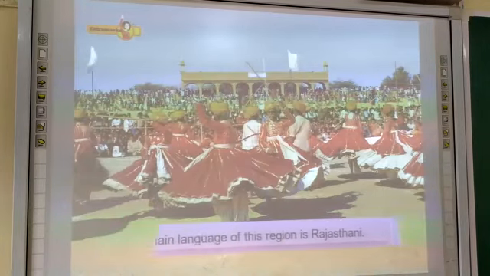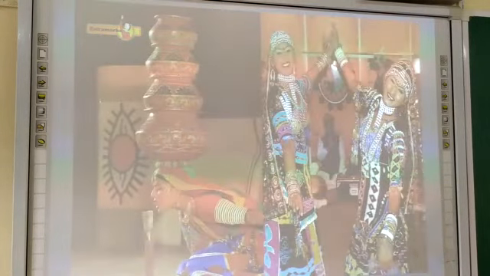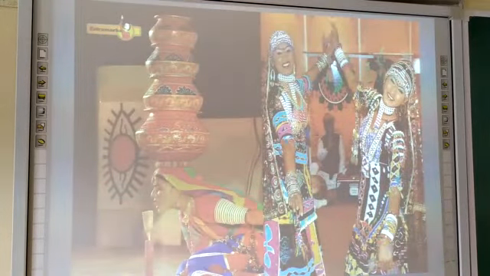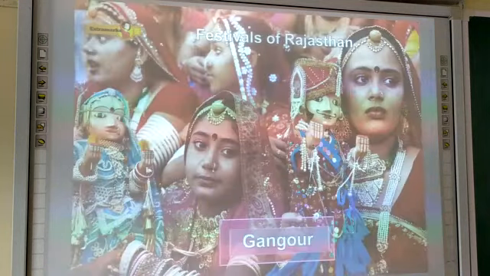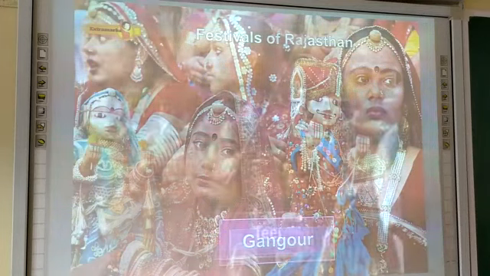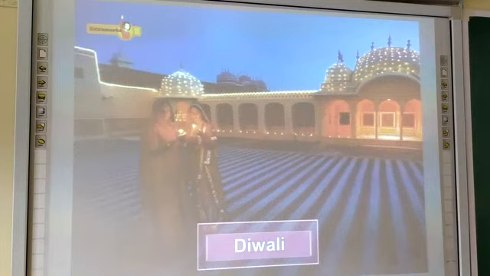The main language of this region is Rajasthani. A colorful culture rich in tradition prevails in the desert. The people have a great passion for music and poetry, for dance and folk music. Colorful festivals like Gangor, Teej and Holi, Janmashtami and Diwali are the main attractions here.